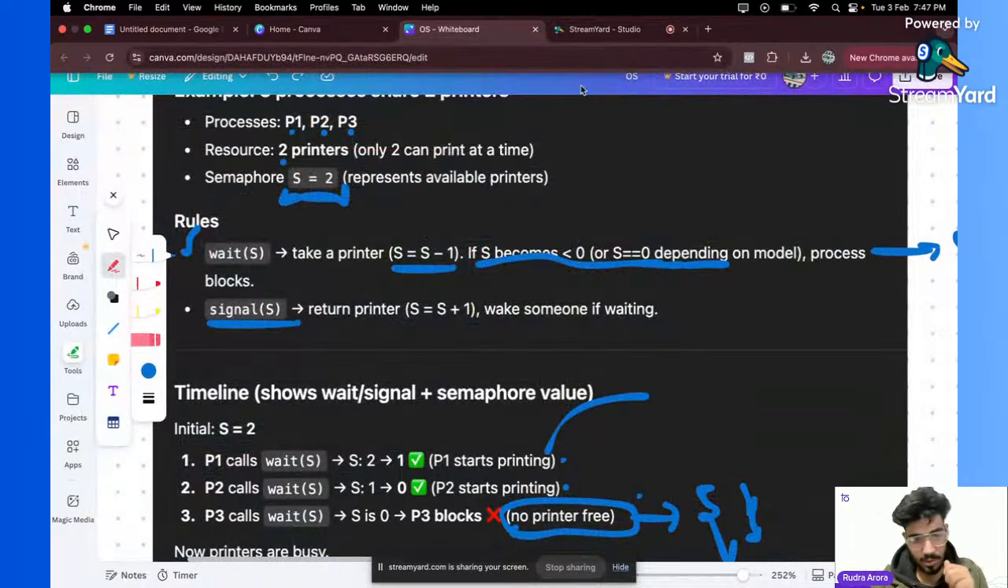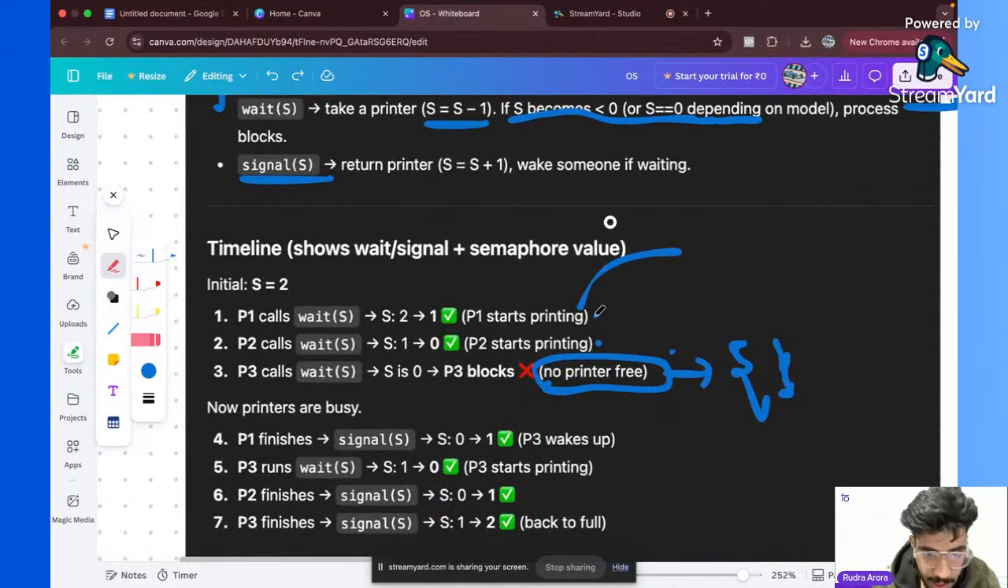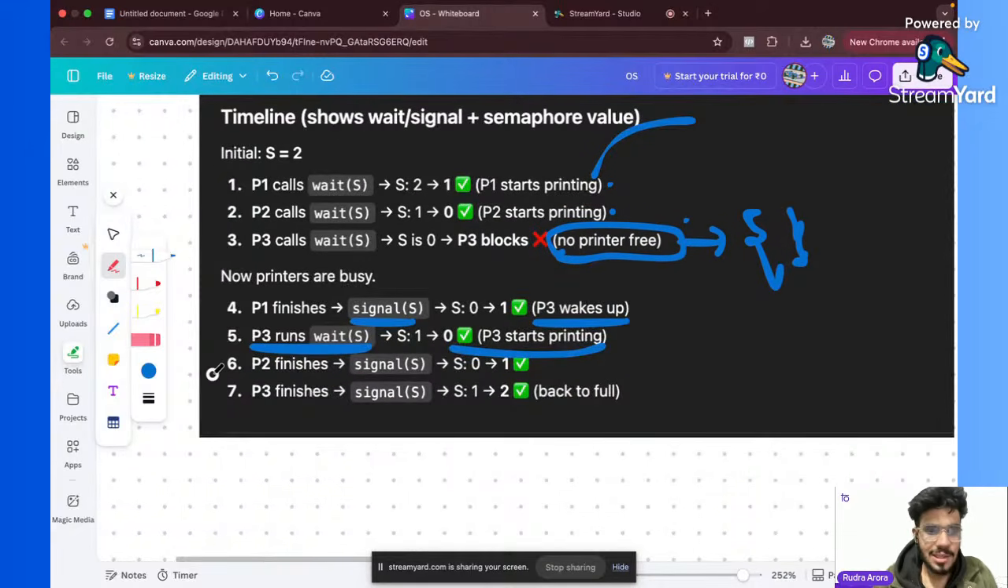Okay, 1. You're very correct that it would be 1. So when P1 finishes its job, it will call on signal, meaning from 0 it will become 1. P3 will awake, and P3 will call on wait because it will be acquiring the resource. From 1 it will become 0, and P3 starts functioning, and simultaneously you will release for P2 and P3.